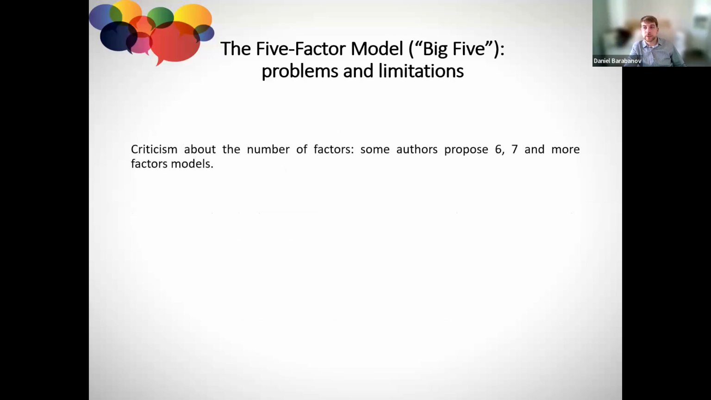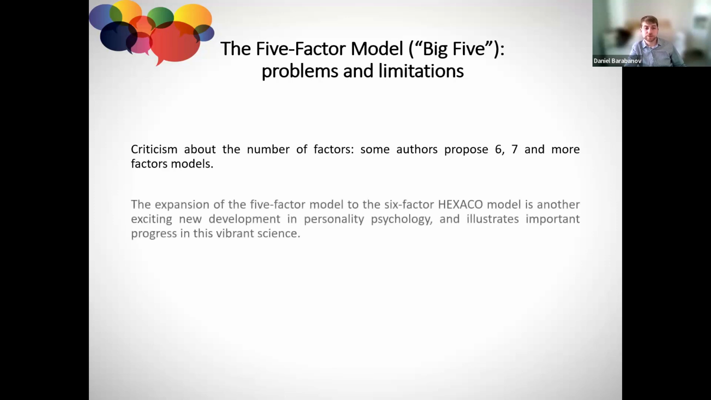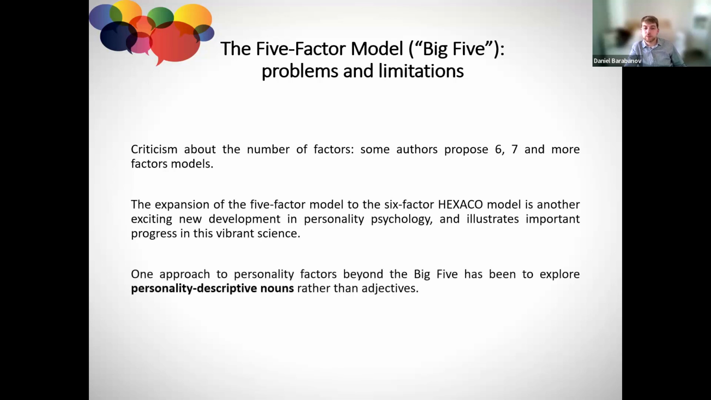So some researchers suppose that maybe there are a bit more factors than 5 and propose 6, 7, and more factor models. The expansion of the 5-factor model to the 6-factor HEXACO model is one of the attempts to revise Big 5. And one approach to personality factors beyond the Big 5 has been to explore personality descriptive nouns rather than adjectives. Again, returning to our lexical hypothesis, we know that Gordon Allport from the beginning started with studying only adjectives which describe personality, but we also know that there are some nouns which describe personality as well.